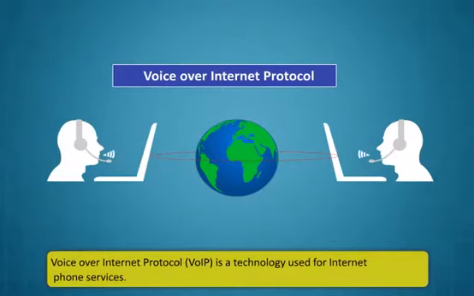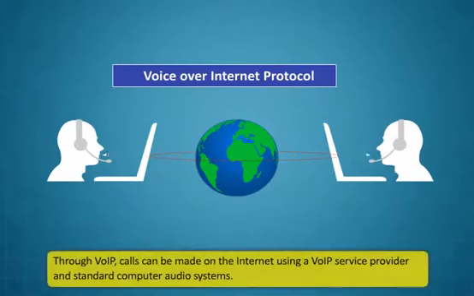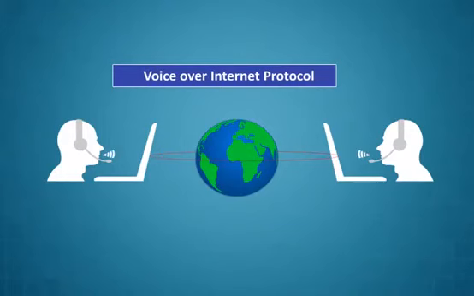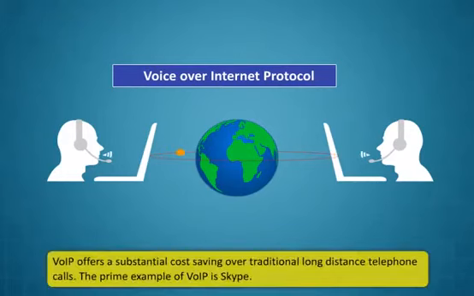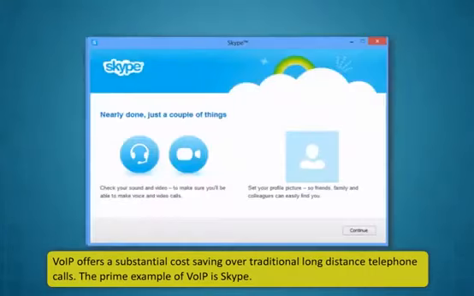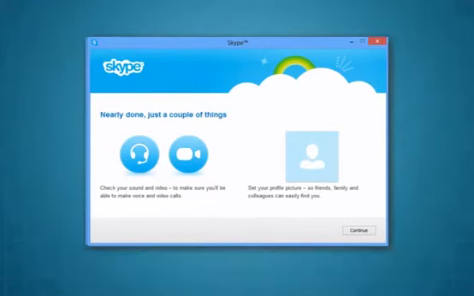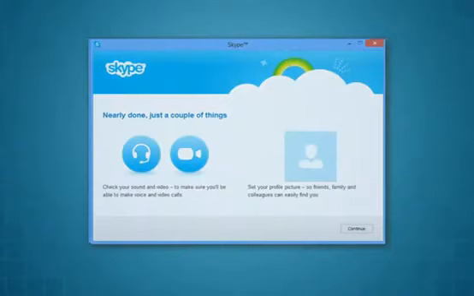Voice over Internet Protocol is a technology used for internet phone services. Through VoIP, calls can be made on the internet using a VoIP service provider and standard computer audio systems. VoIP offers a substantial cost saving over traditional long-distance telephone calls. The primary example of VoIP is Skype. Let's now learn how to download and install Skype.